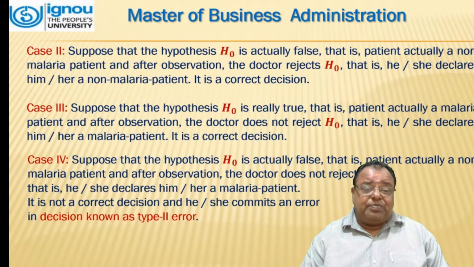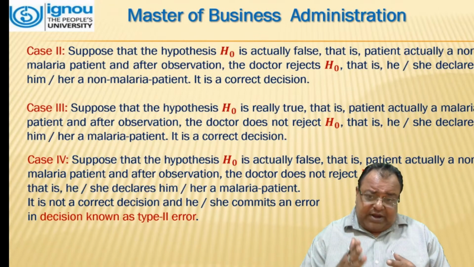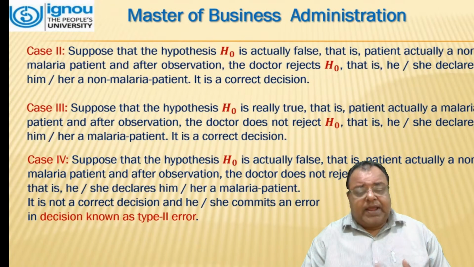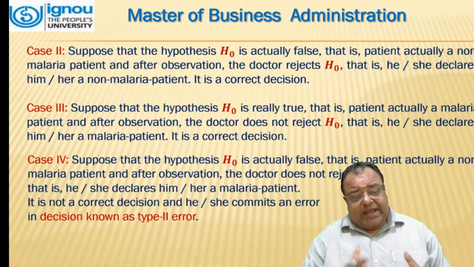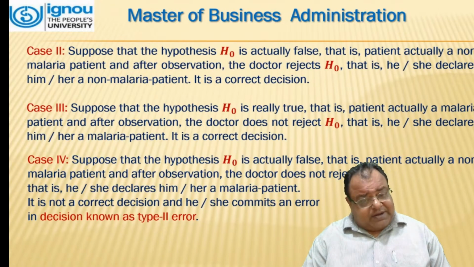Case 3 becomes, suppose that the hypothesis H naught is really true. That is, the patient is actually a malaria patient, and after observation, the doctor does not reject H naught. That is, he or she declares him or her a malaria patient. It is a correct decision.